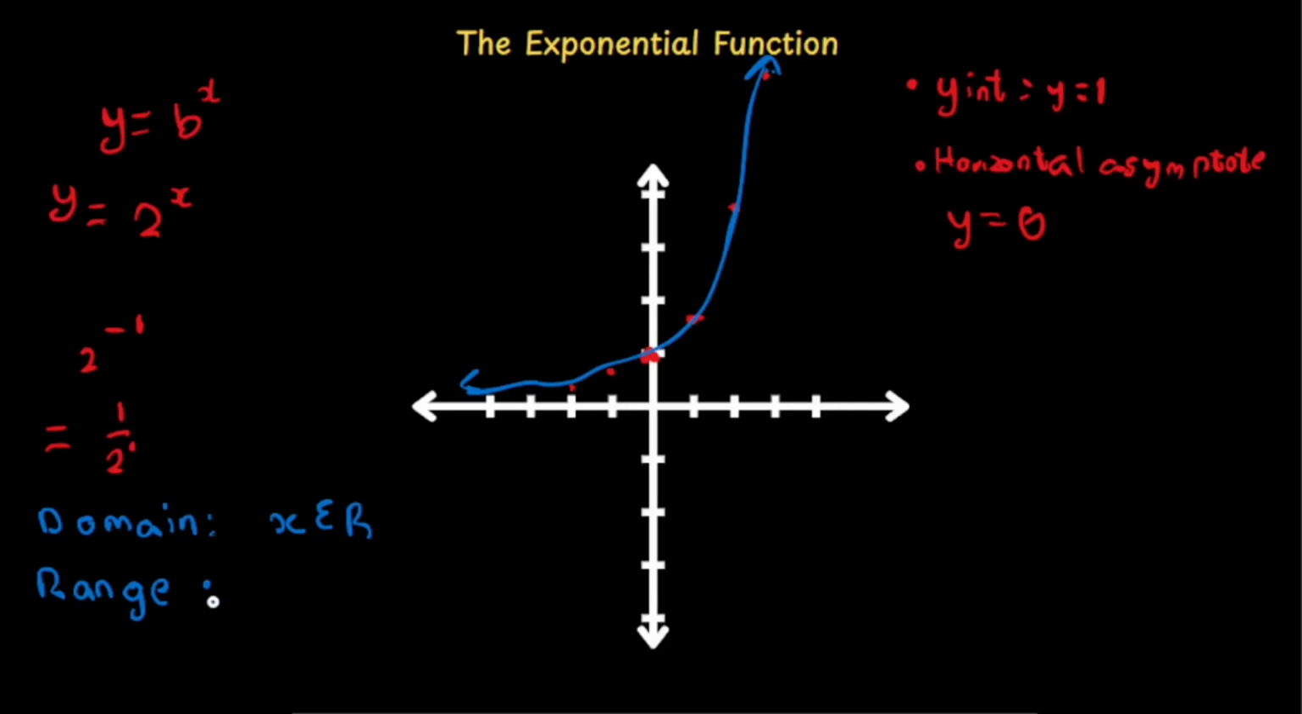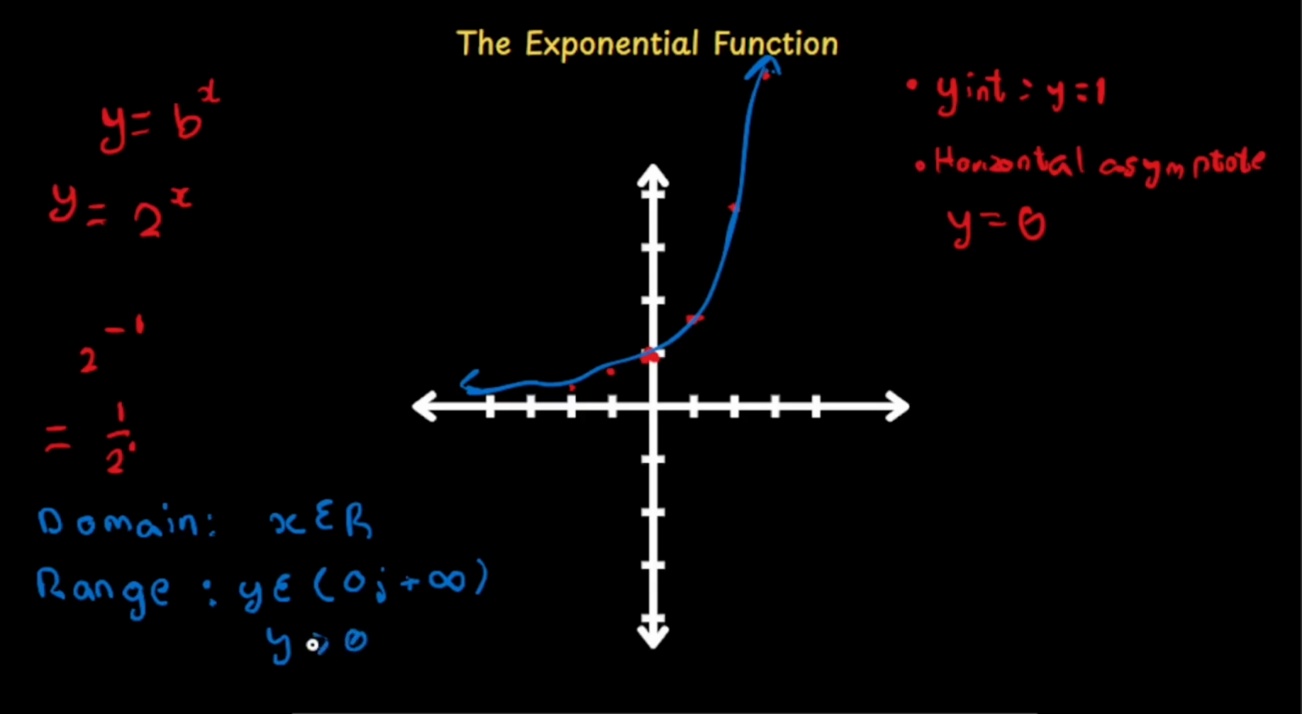So we can say y is an element of 0 to positive infinity, and both will have round brackets because it's not inclusive, right? Now, another way for you guys to write the range of the exponential function would be y is greater than 0. It's the exact same thing.